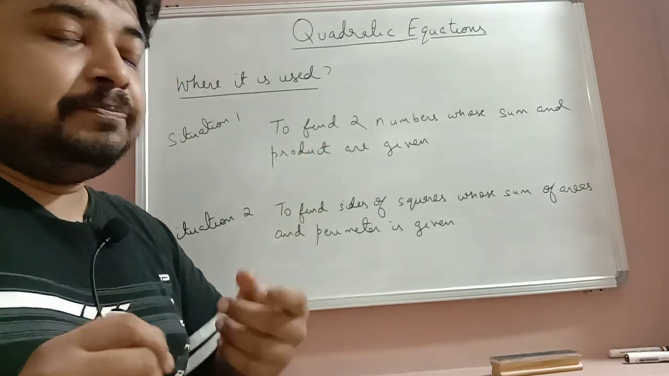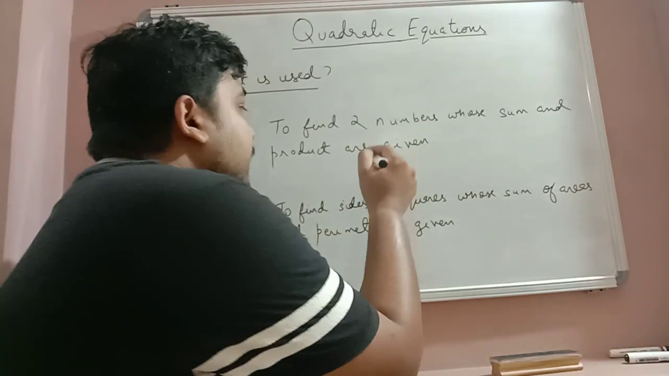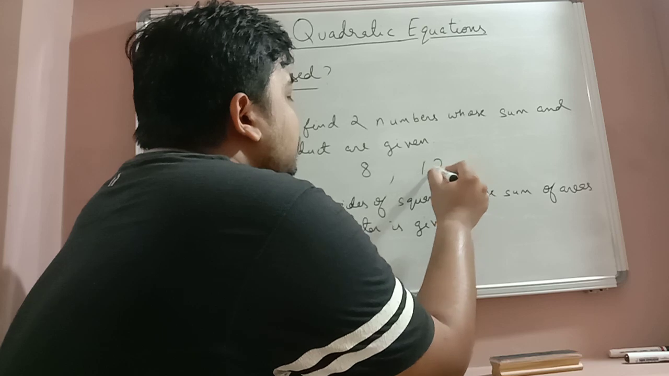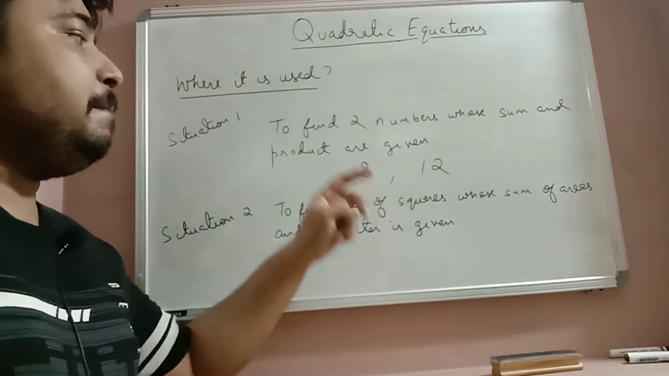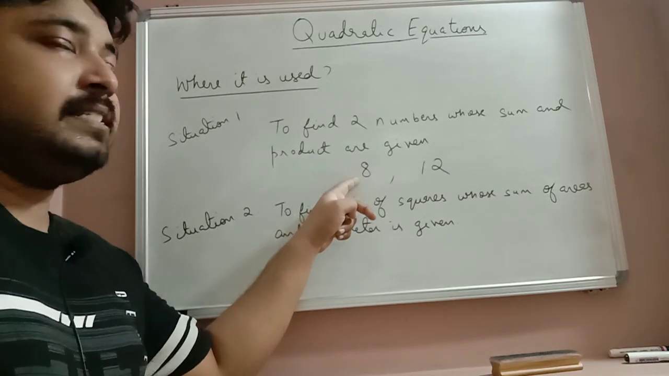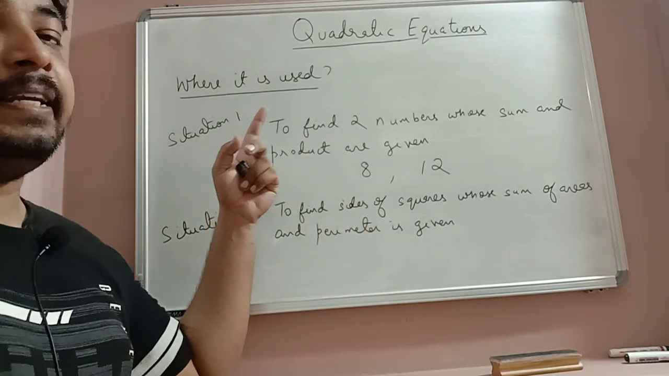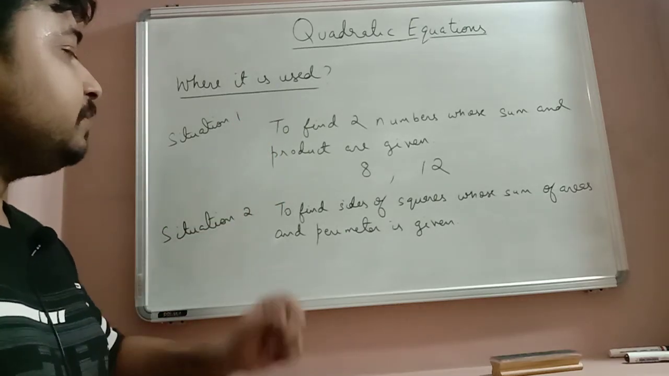For example, the sum of two numbers is given as 8 and the product of the two numbers is given as 12. We need to find the numbers. Now here the numbers are 6 and 2. I have taken 6 and 2. We can easily find the numbers using quadratic equations. Now let's see the second situation.